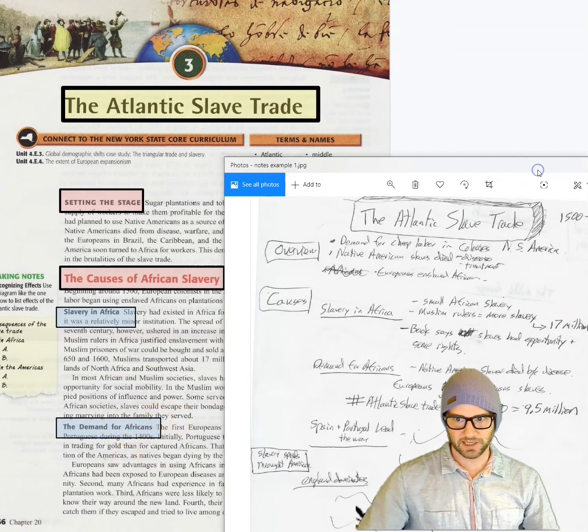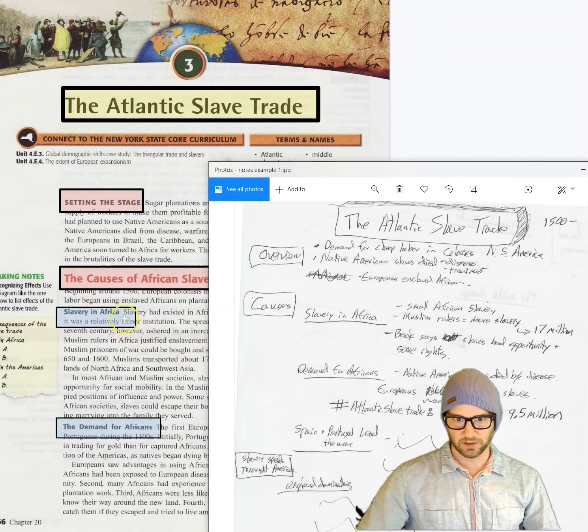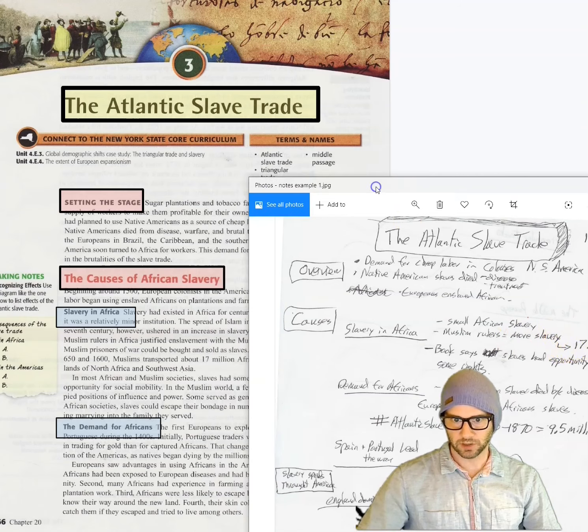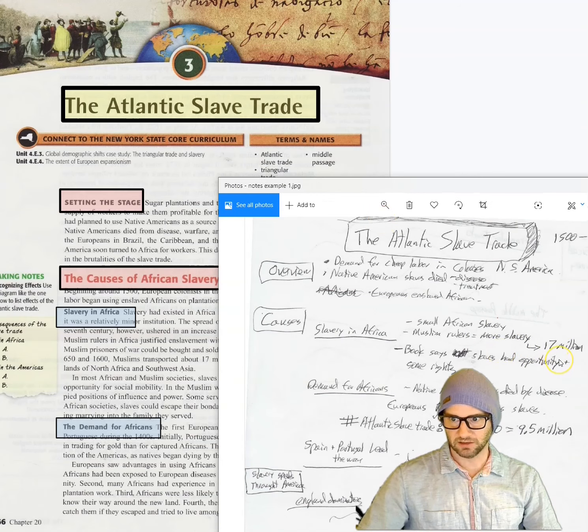Okay, so what do we take out of that? Under the subheading of slavery in Africa, I took out the note, small African slavery. And then Muslim rulers equal more slavery, little arrow, 17 million. I thought those were important notes that you might not know because it's your first time reading this chapter. 17 million is an astronomically huge number. That's why I knew to take it.